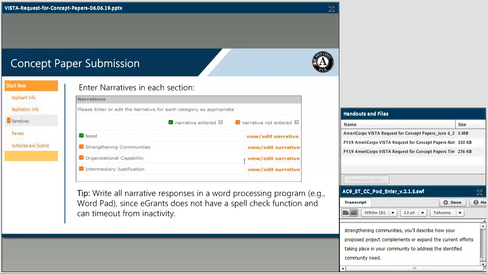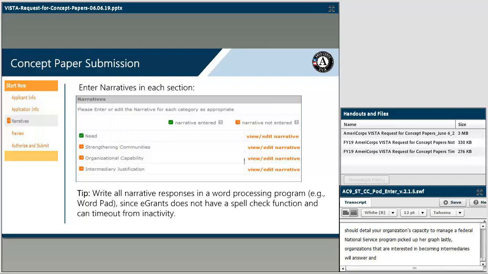In the Organizational Capability section, you should detail your organization's capacity to manage a federal national service program and VISTA members. It's important to clearly articulate the proposed VISTA members' responsibilities in the Organizational Capability section. And lastly, organizations that are interested in becoming intermediaries will answer an intermediary justification question.